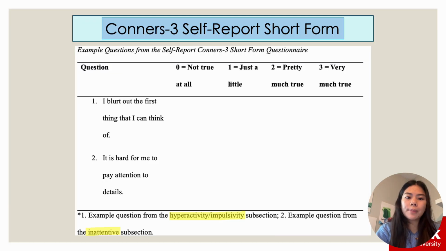Moving forward, I'm going to talk about the Conners 3 self-report short form. This is a form that looks at hyperactivity, impulsivity, and inattention. As you can see here, I just did a sample question of what the form would look like. The first question is from the hyperactivity impulsivity subsection, and the second question is from the inattentive subsection. The short form was based on a 4-point Likert scale, and again, we used the self-report version of the children's own ADHD traits, not the parent report.